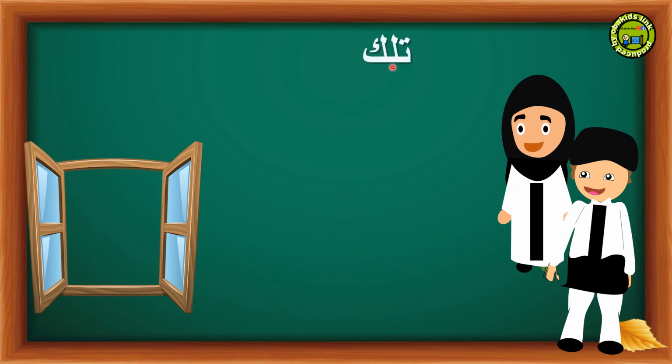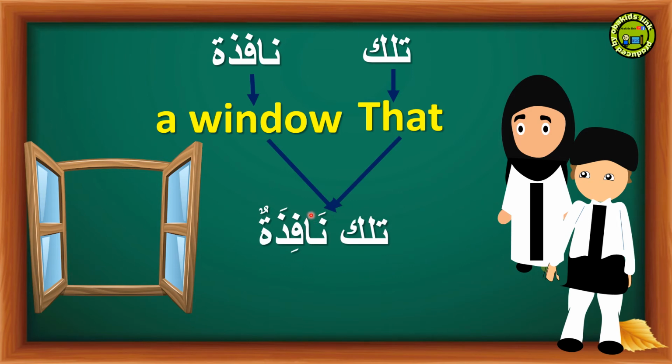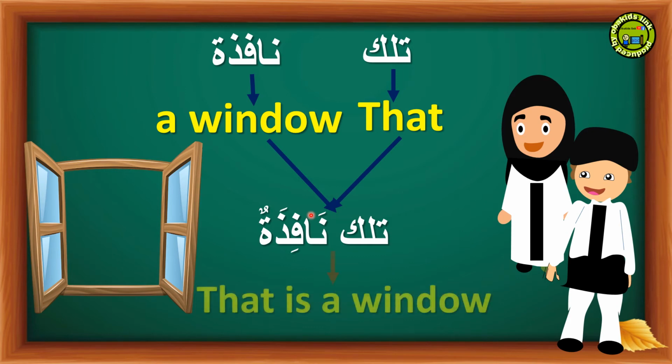This is Tilka. Tilka is a singular feminine demonstrative pronoun, which means that. This is Nafizatun. Nafizatun is a singular feminine noun, which means a window. Now if we join Tilka and Nafizatun together, it becomes Tilka Nafizatun. Say after me. Tilka Nafizatun, which means that is a window. Let us see another example.